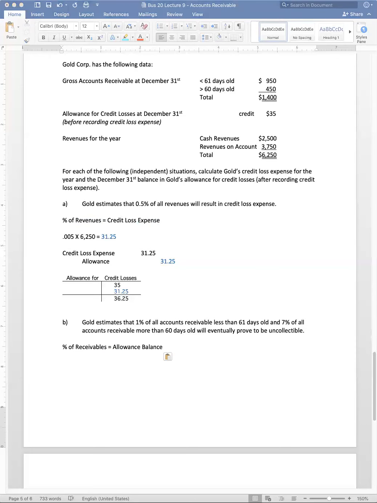Okay, so let's do the calculation. So here we have 1% of the receivables less than 61 days old. So 1% of 950, right? You see that here. And 7% of the receivables more than 60 days old. So 7% of 450, and we'll see that here. If we add those together, we get $41. So we know that our allowance balance, the total in the allowance, is going to be $41.